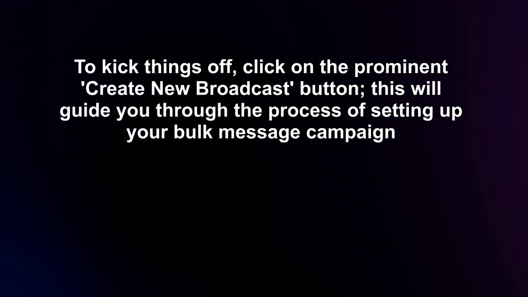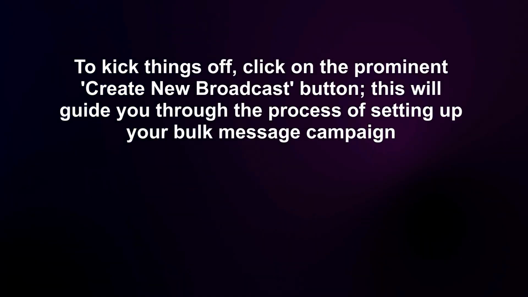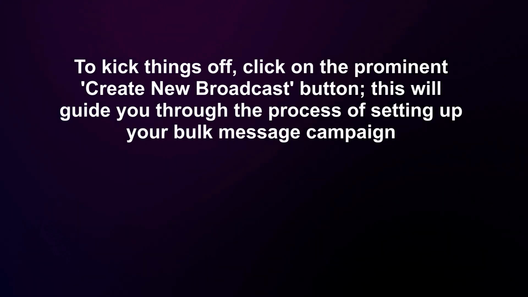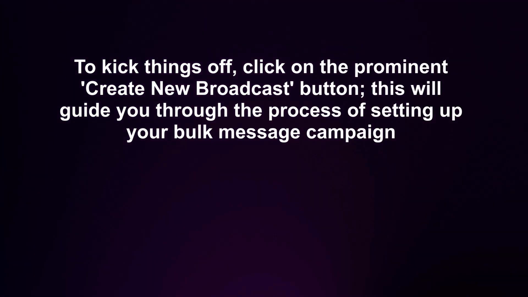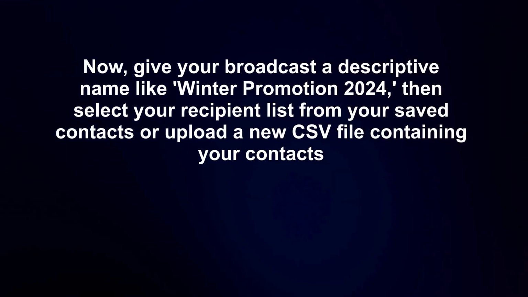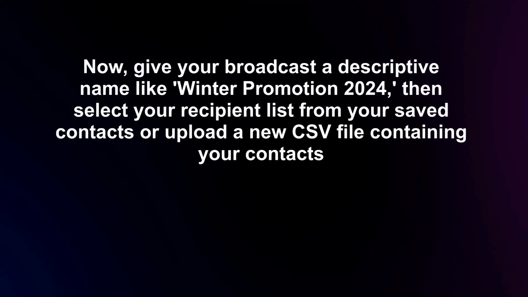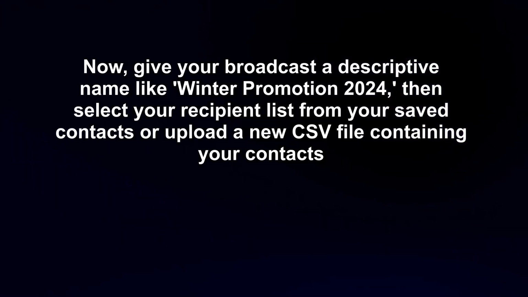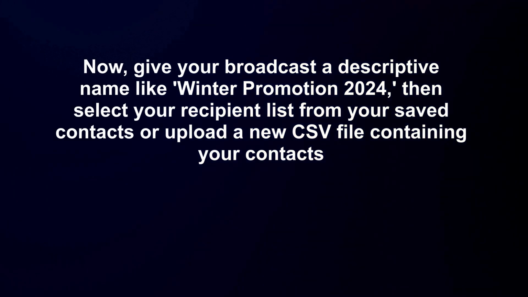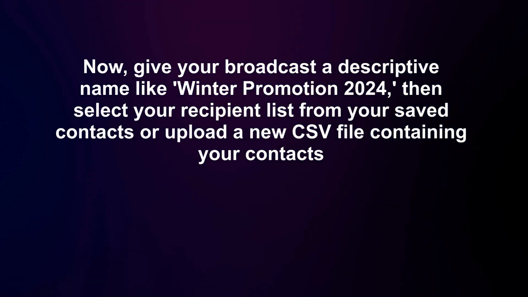To kick things off, click on the prominent Create New Broadcast button. This will guide you through the process of setting up your bulk message campaign. Now, give your broadcast a descriptive name like Winter Promotion 2024. Then select your recipient list from your saved contacts, or upload a new CSV file containing your contacts.